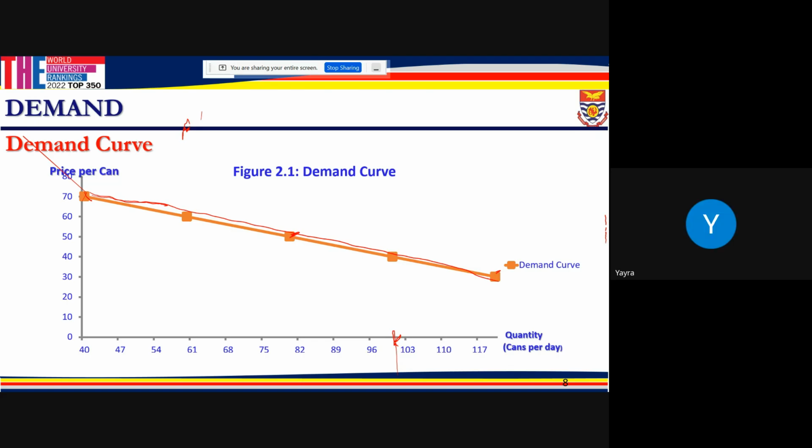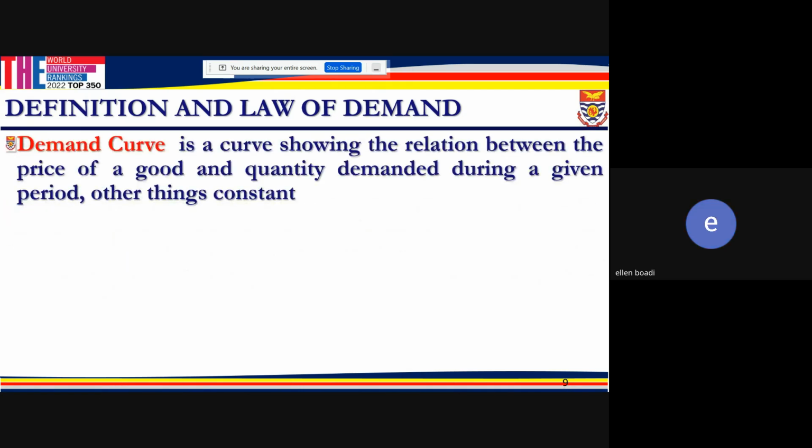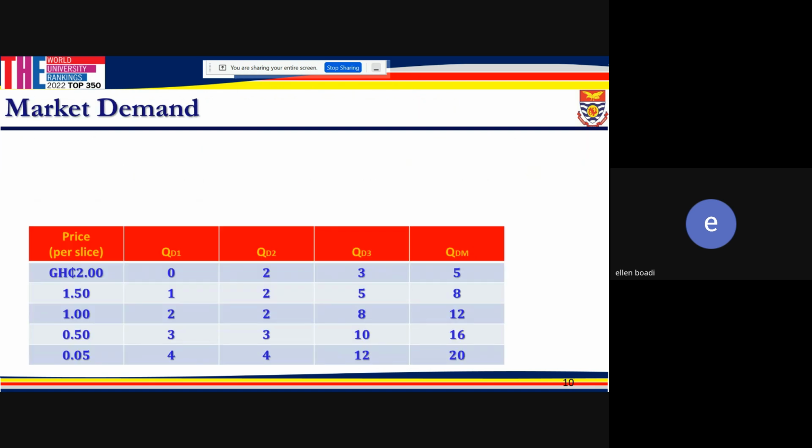Is it clear to all of us, please? Okay, yes, madam. So just as we said, the demand curve is a curve showing the relationship between price of a commodity and quantity demanded within a given period of time. Okay, that is the demand curve.